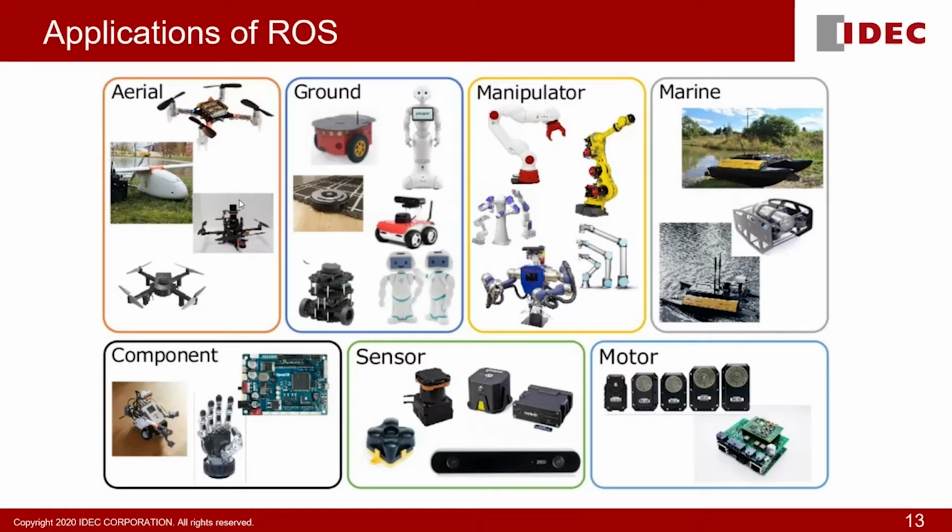Since there are many libraries integrated in ROS, it has a wide variety of applications. As you can see in this slide, we have drones, humanoids, surface robots, manipulators, or in other words, industrial robots, marine robots and motors, sensors such as laser scanners and other components such as Raspberry Pi or Arduino.